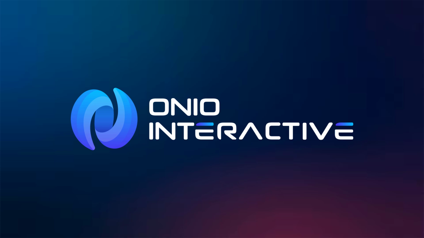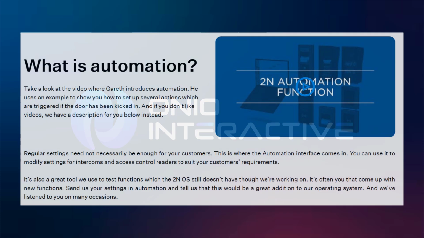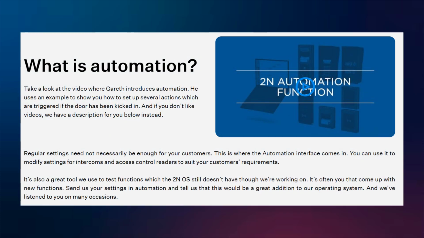Let's move on to the practical part. 2N automation is a system built into 2N intercoms that allows you to create custom scenarios using events, conditions, and actions. For example, if a door is forced open, the intercom can send a signal to the monitoring system, trigger video recording, and send a notification, all without external programming.